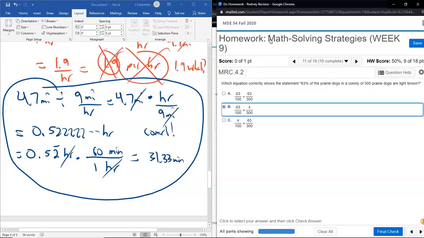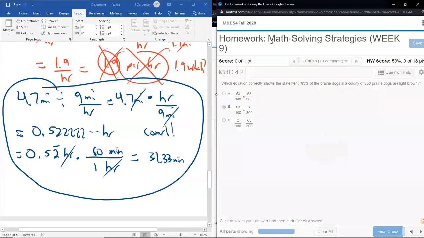But I also want to talk about why the X goes in the top and the 300 in the bottom. The colony is 300, that's the whole, and it's always part over whole. So that 300 has to go in the bottom, and there we go.